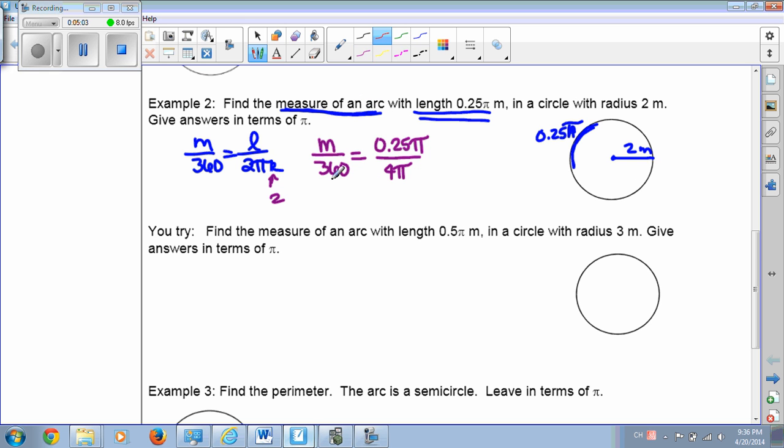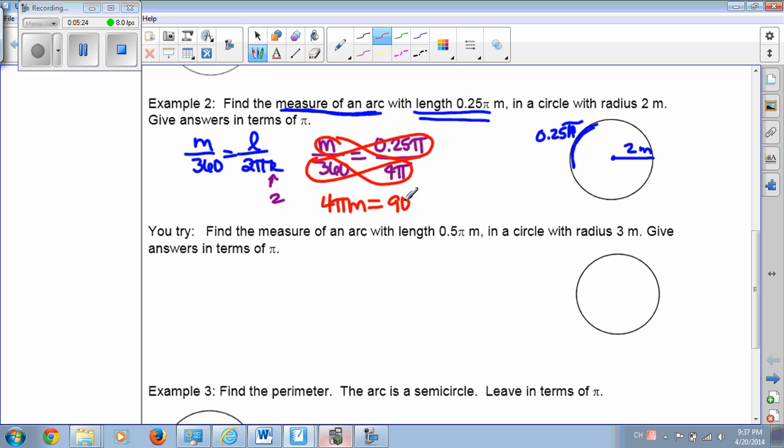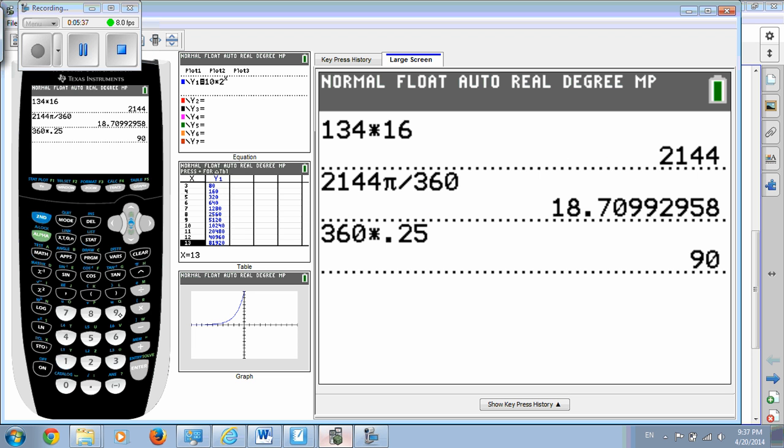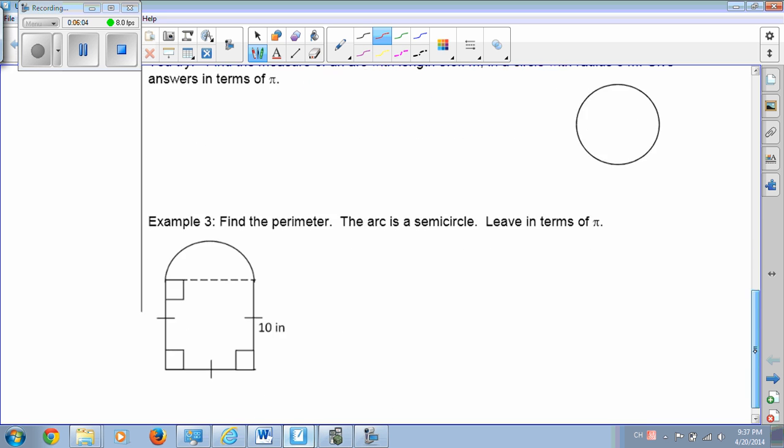Okay, so again, let's cross multiply. So 4 pi times m is 4 pi m. 360 times 0.25 pi would be 90 pi. And then we want to get m by itself, so we're going to go ahead and divide both sides by 4 pi. And since we're dividing by pi's, the pi's on each side cancel. But the 90 divided by 4 is what we're going to plug in our calculator. So 90 divided by 4 is 22.5. So the measure of the arc here is 22.5 degrees. We know the length is 0.25 pi, but the measure in degrees is 22.5 degrees. Okay, we'll save the you try this for class tomorrow. Let's look at example number 3.